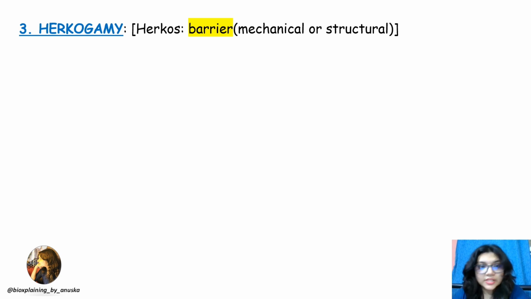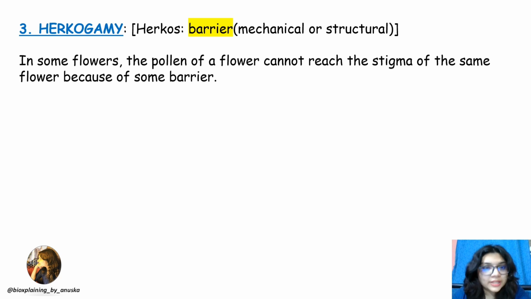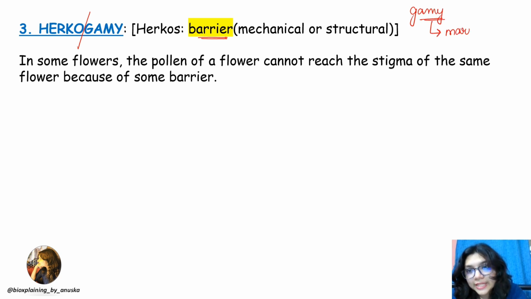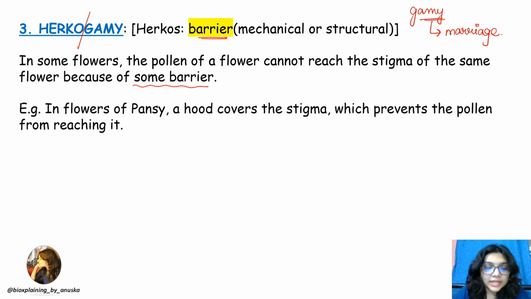Okay, so the third condition that we have is herkogamy. So if you break the term into two, what are the things? One is herko. Herko means barrier. And then you have gamy. We know what gamy means? Gamy means marriage. Right? That means there is some kind of barrier for the pollen to go and land on the stigma. So what happens is, because of some sort of barrier, the pollen of the flower cannot reach its own stigma. Example, in flowers of pansy, there's a hood which covers the stigma.